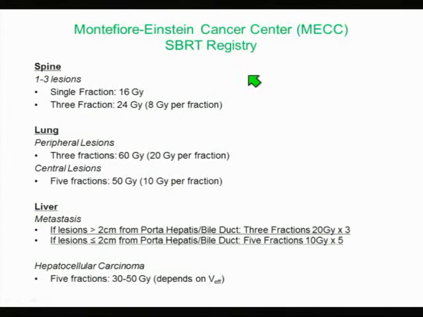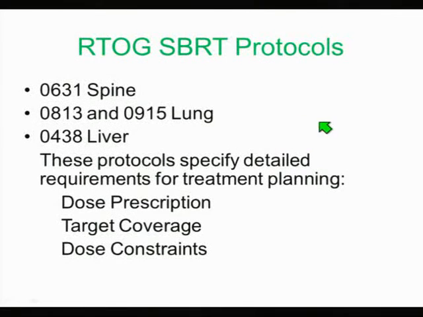So here is a list of the current SBRT registry at our institution. We have a spine protocol, lung protocol, and liver protocol, and I'm going to go through some of the examples in my talk. All these protocols are based on the RTOG SBRT protocols, specifically RTOG 0631 for the spine, 0813 and 0915 for the lung protocol, and 0438 for the liver protocol. These protocols specify very detailed requirements for treatment planning in terms of dose prescription, target coverage, and dose constraints. So we find that these protocols are very useful for the implementation in our clinic.